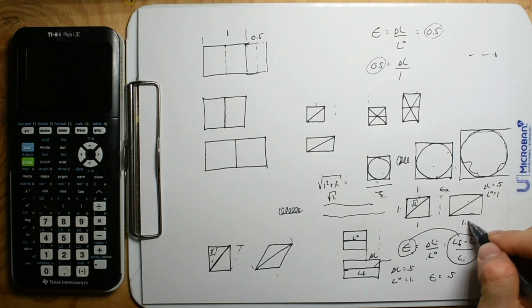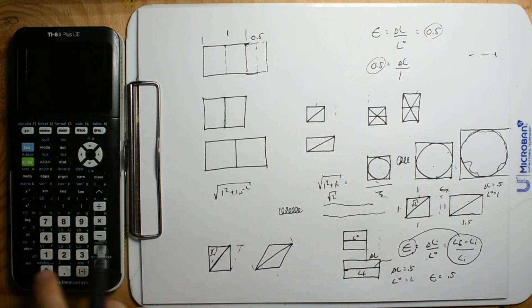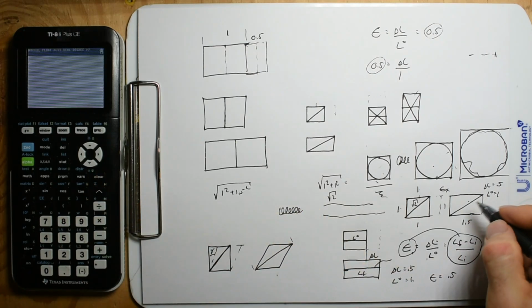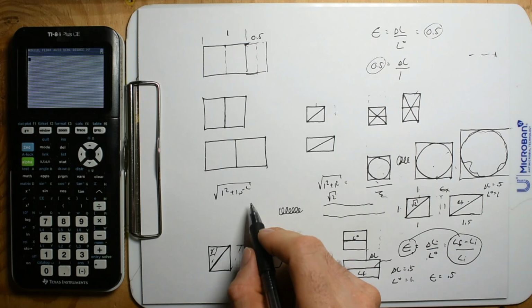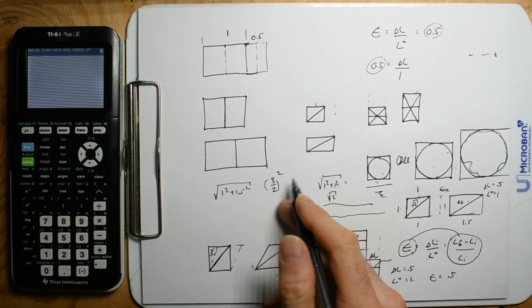I'm going to say this is now 1.5, and this is 1. Okay, so that length is going to be the square root of 1 squared plus 1.5 squared, and that's going to be the final length. 1.5 squared is 3 halves squared. This is kind of fun to get into.